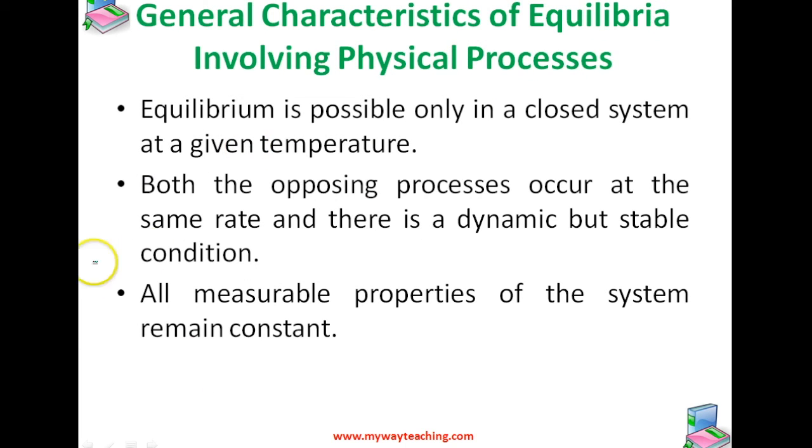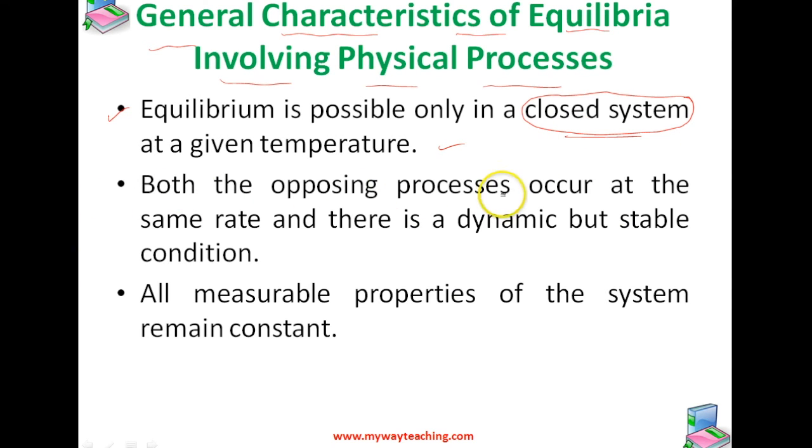Next, these are some general characteristics of equilibria involving physical processes. For the physical processes discussed above, the following characteristics are common to the system when it is at equilibrium. The first one: equilibrium is possible only in a closed system at a given temperature. Equilibrium is possible only in a closed system. Please note it down. This is a very important word, the keyword. You should write that down.